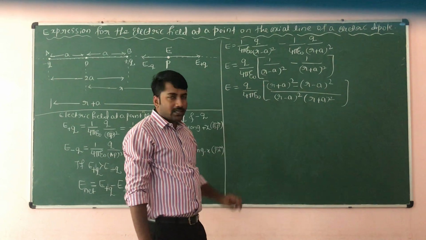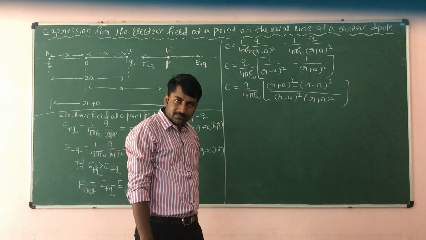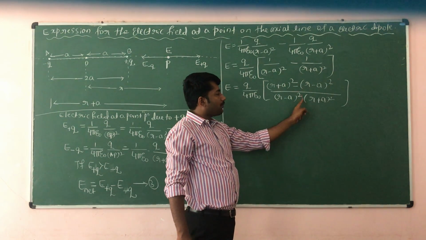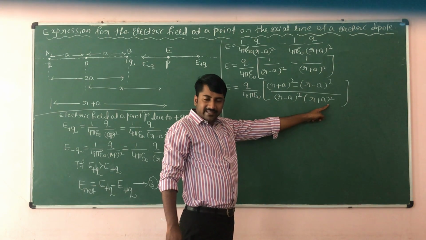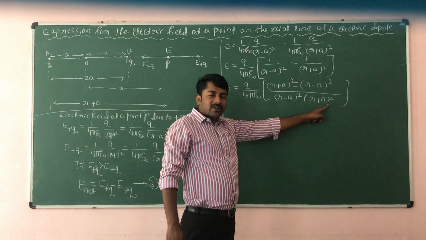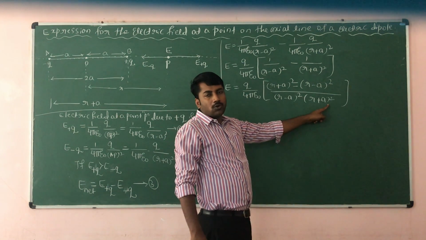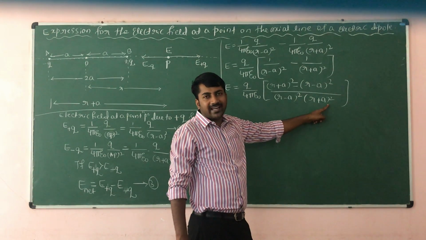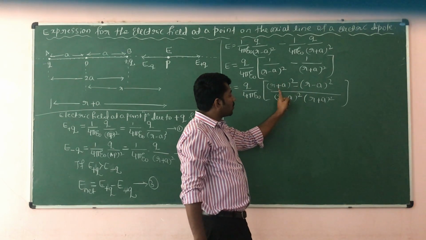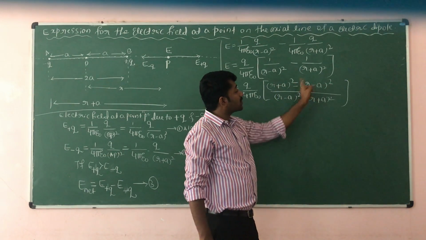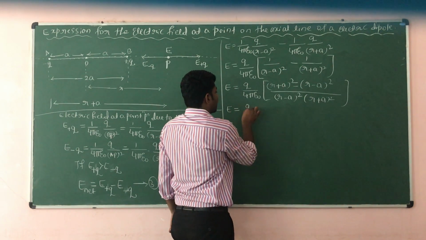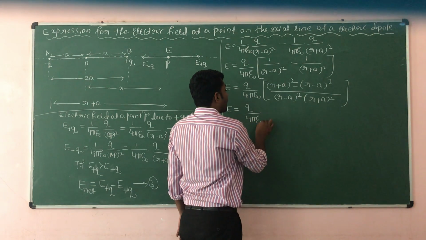It is in the form of (A plus B) whole square minus (A minus B) whole square. In the denominator, (R minus A) whole square (R plus A) whole square is in the form of (A square minus B square) whole square. The formula is (A square minus B square) whole square is equal to (A minus B) whole square (A plus B) whole square. Here it is R plus A whole square minus R minus A whole square, there is a minus. Remember this point.